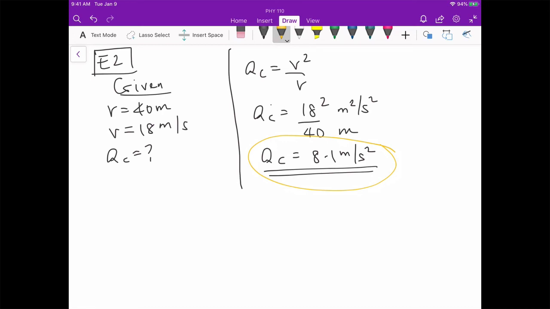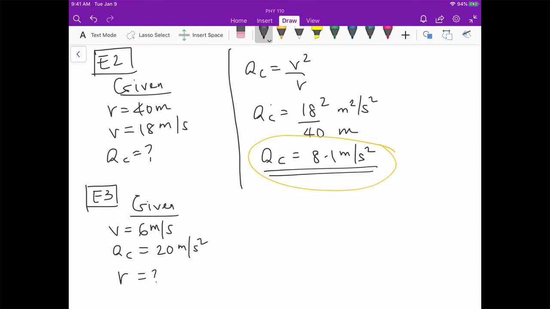Then go to E3. Try E3. E3 says a ball traveling in a circle with a constant speed of 6 meters per second has a centripetal acceleration. What's required is different from the last two questions. Now, it uses a constant speed of 6 meters per second, and the centripetal acceleration is 20 meters per second squared. Now the question is the radius. 2 minutes.